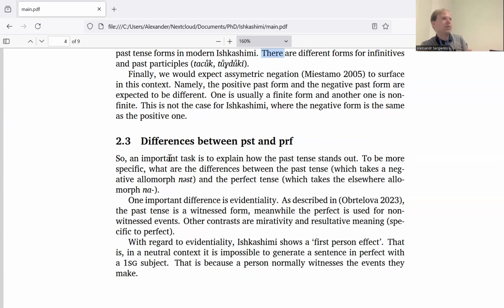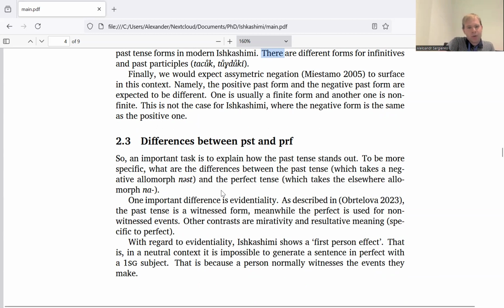So it has been explored for other Pamirian languages, so I'll just go through it. One important difference is evidentiality. As described in Nobertello 2023, the past tense is a witness form. Meanwhile, the perfect is used for non-witnessed events. And other contrasts are mirativity, specific to the perfect, and resultative meaning, which is also specific to the perfect.